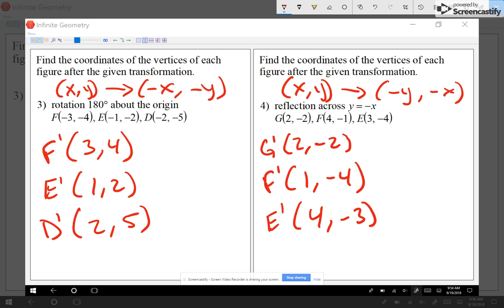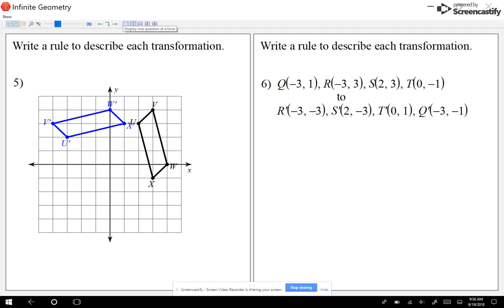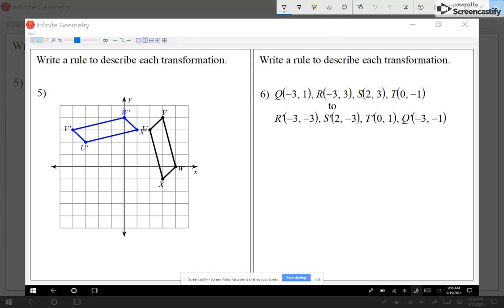No? Okay. Now, looking at my last two examples, one of them has pictures, the other one doesn't. But on both, I'm asking you to write a rule to describe each transformation. So when you see the picture, you might see what's happening. If you see it, just write the answer. Right? If you see it. If you don't, follow a point. But make sure the values of the coordinates of the point that you're going to follow are not the same number, because you're checking if the numbers flip or not.